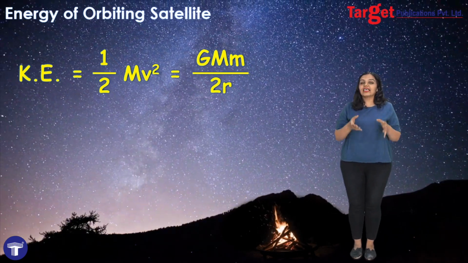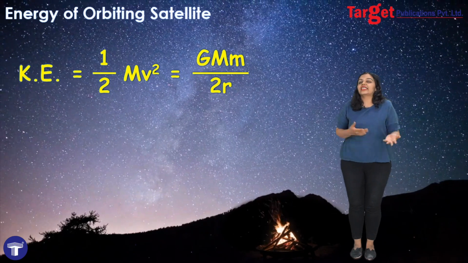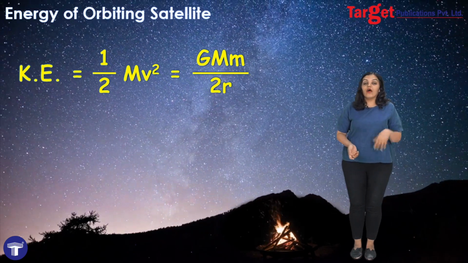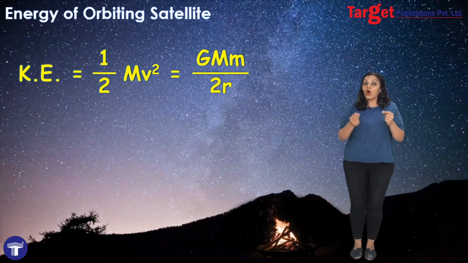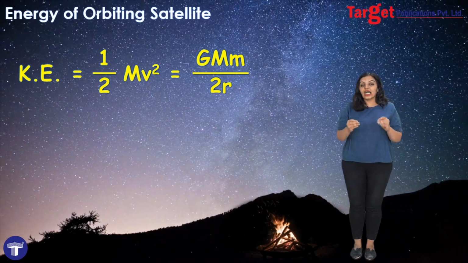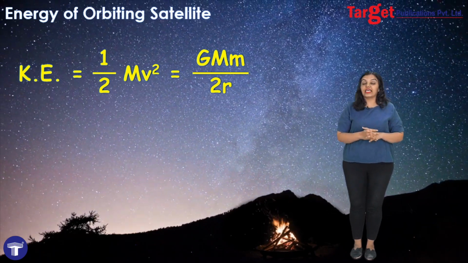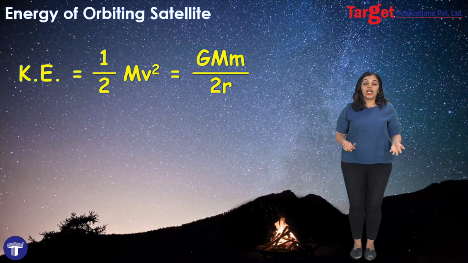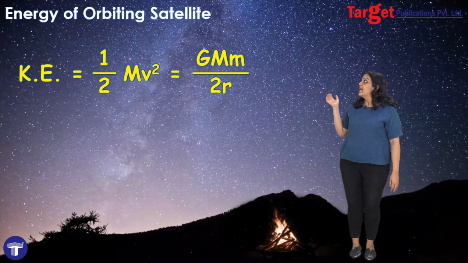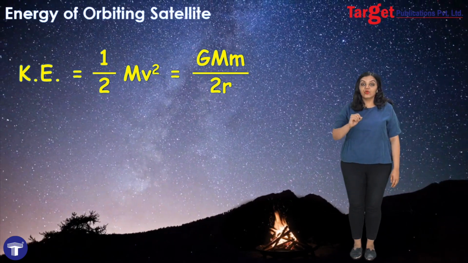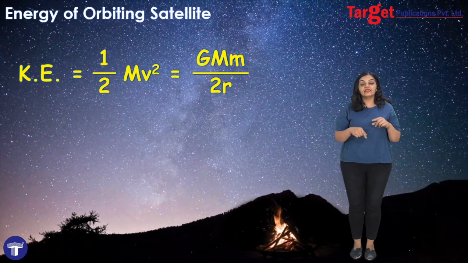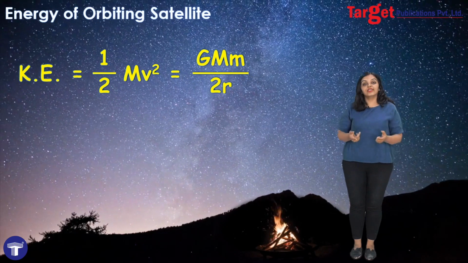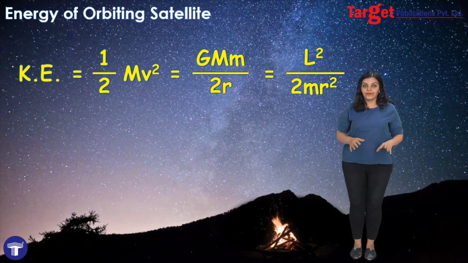Now keep in mind that the kinetic energy is positive. In fact, kinetic energy can never be negative. However, the gravitational potential energy was negative. The negative sign for the gravitational potential energy was telling us that this object is attracted towards the earth. Kinetic energy, however, is positive, giving us GMm upon 2r. This again I can write in terms of angular momentum, which will be L square upon 2mr square.